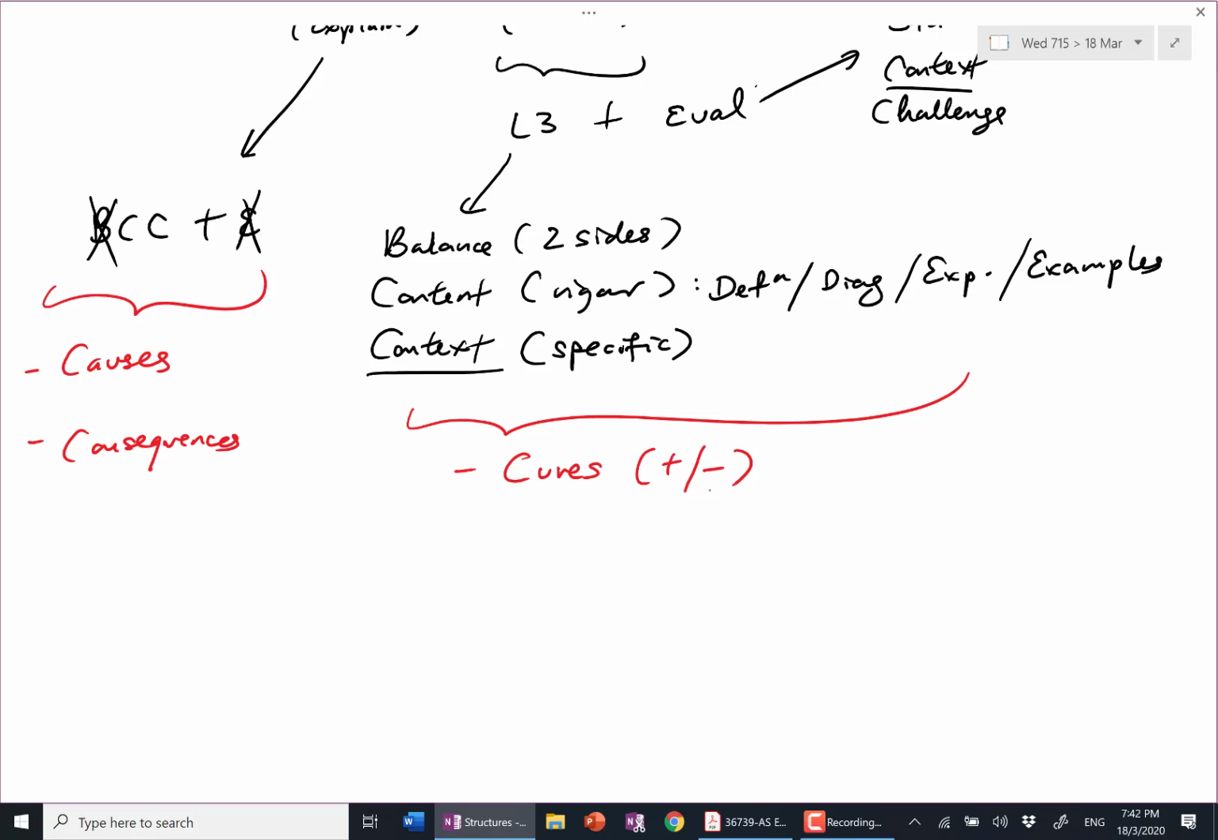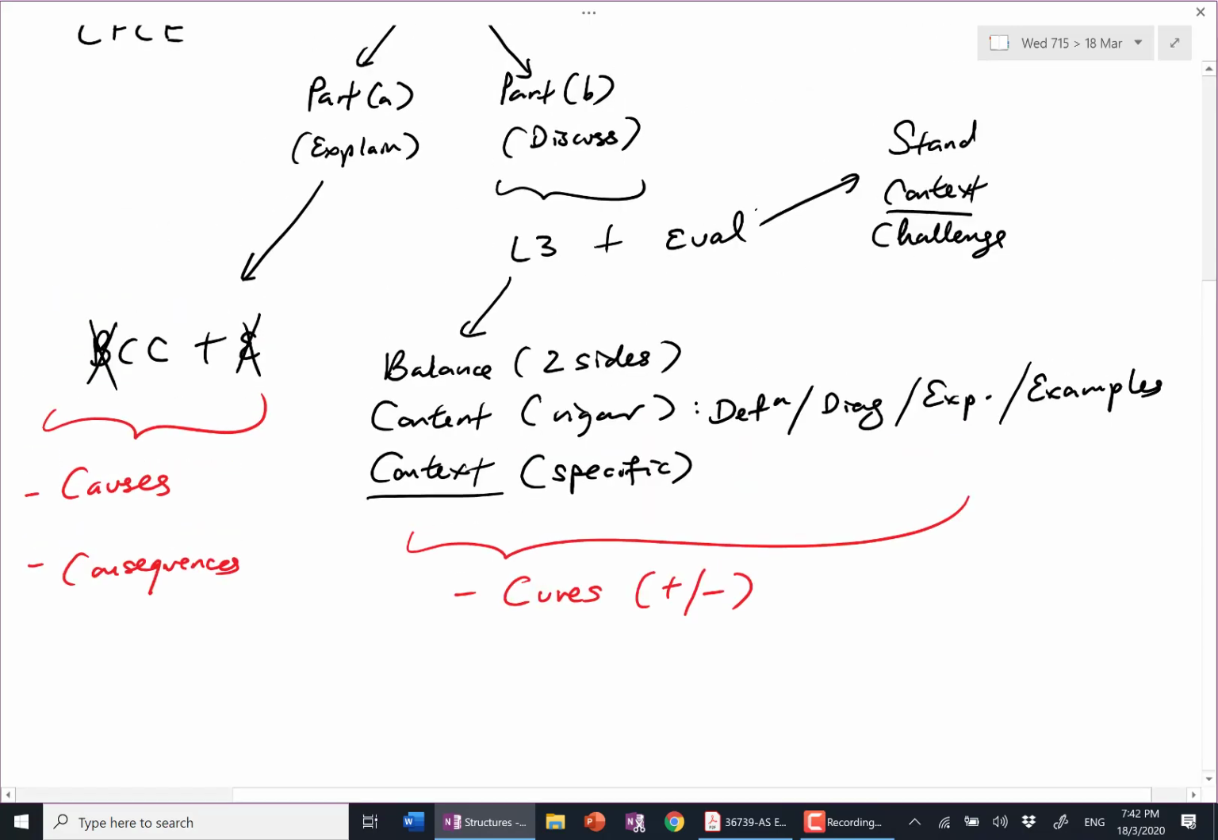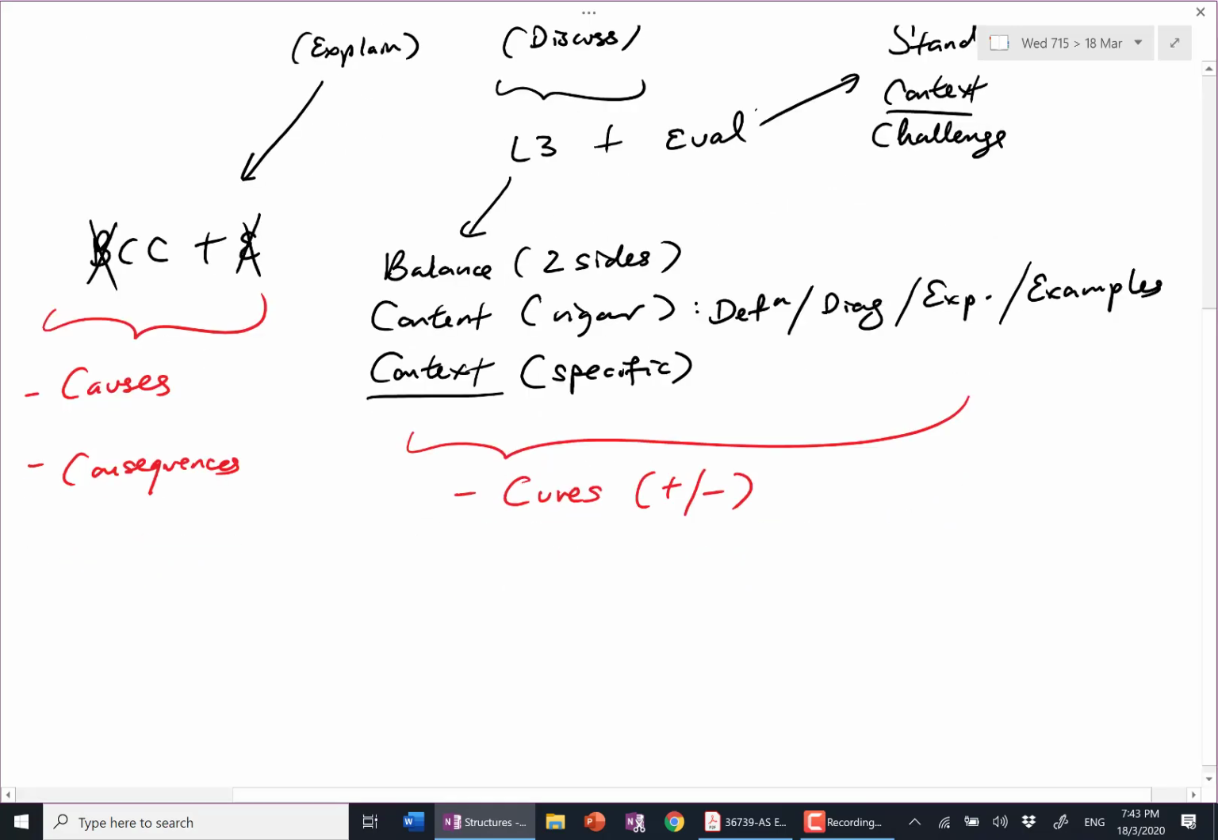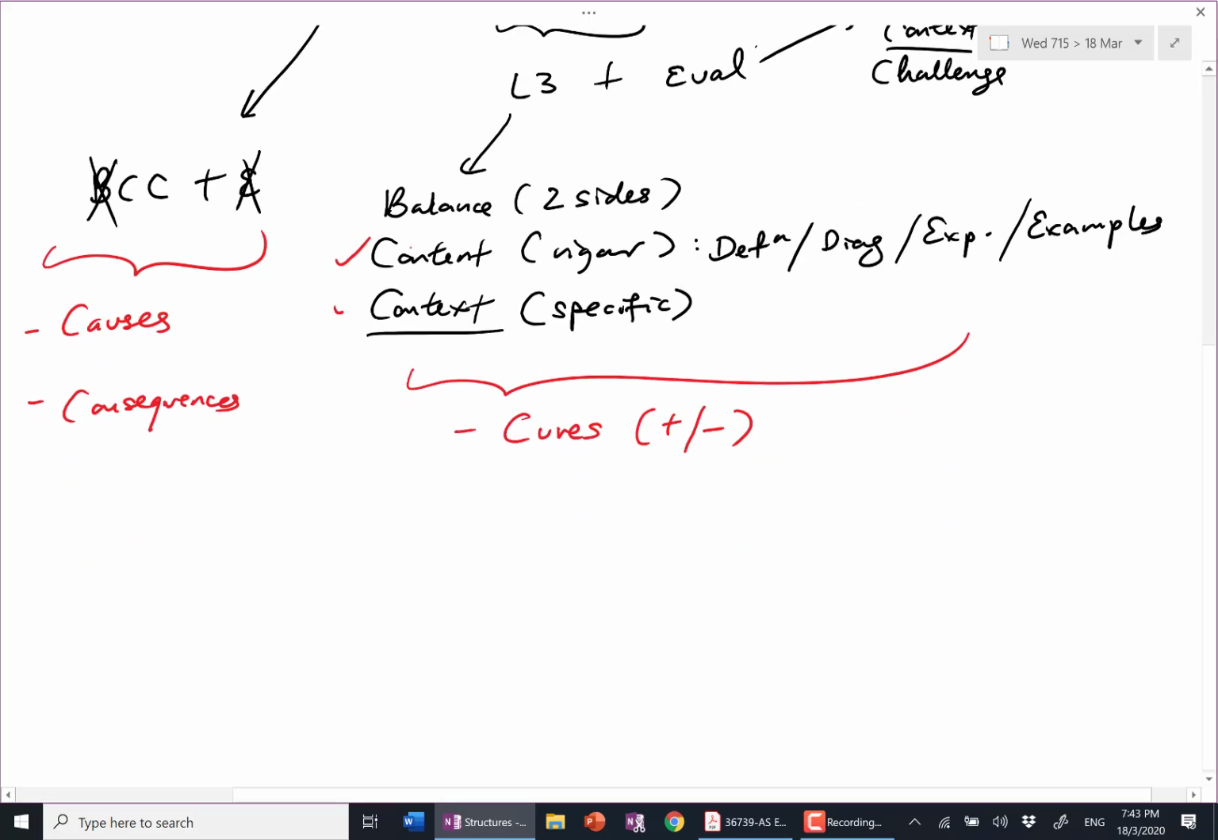Causes. We don't really have two sides. We don't really dispute, oh, the cause of a recession is due to AD. Oh, it's not due to AD. We cannot dispute that. Neither can we dispute the consequences and say, hey, high unemployment can be a cause for celebration. Very hard. So they tend to be unidirectional, which means when you're answering questions on causes and consequences, the mark scheme is purely content and context. Okay?